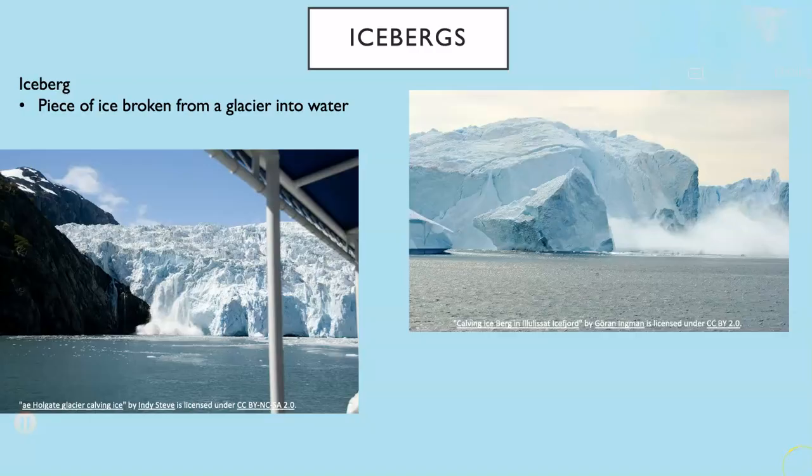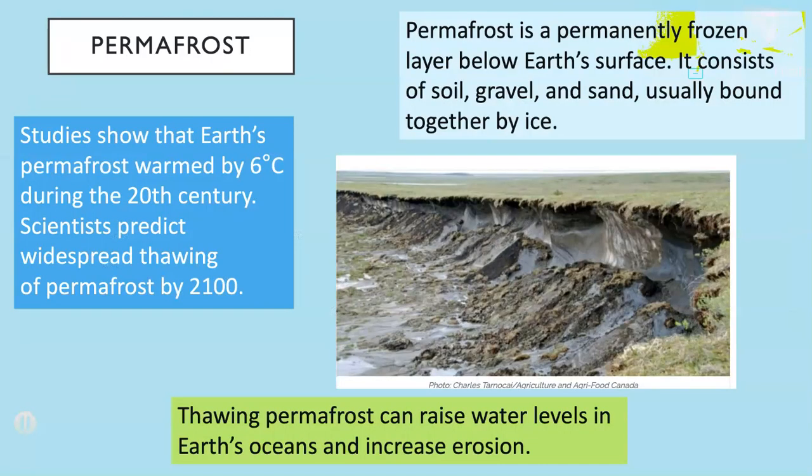So that brings us to icebergs, which are pieces of glaciers or ice sheets that have broken away and are now floating in the water independently. As Earth continues to warm and glaciers and ice sheets start to break apart, more and more icebergs are falling into the water. Finally, the last type of ice I want to talk about is permafrost.